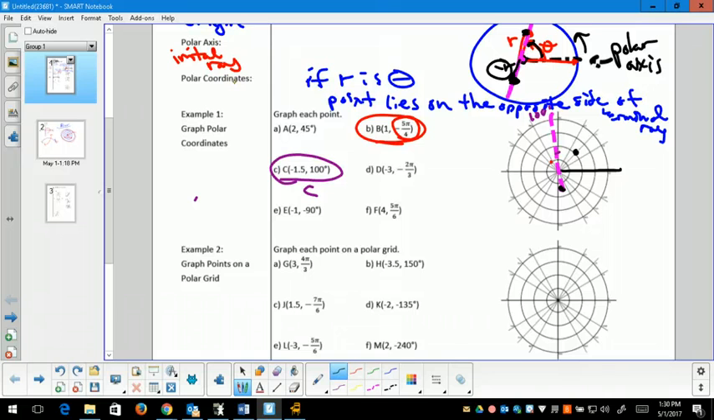It's on that same diameter, but instead of going up out to it, I go to the other side of the diameter, the other side of the pole. That's what makes it negative. Try this for letters D, E, and F. Plot those points, see where you get them to land. We'll go over that in just a second.